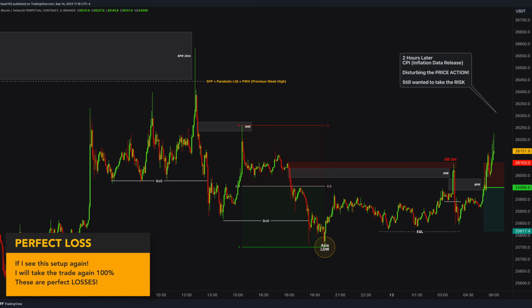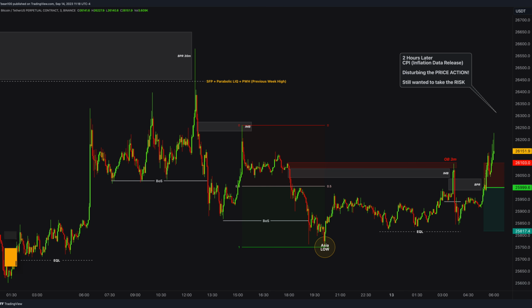However, if I see this setup anywhere else, I'll take it again without hesitation. These are perfect losses. If I lose my money, I will lose it like this. I will lose my money with my own rules. You should never get upset with such a stop loss.